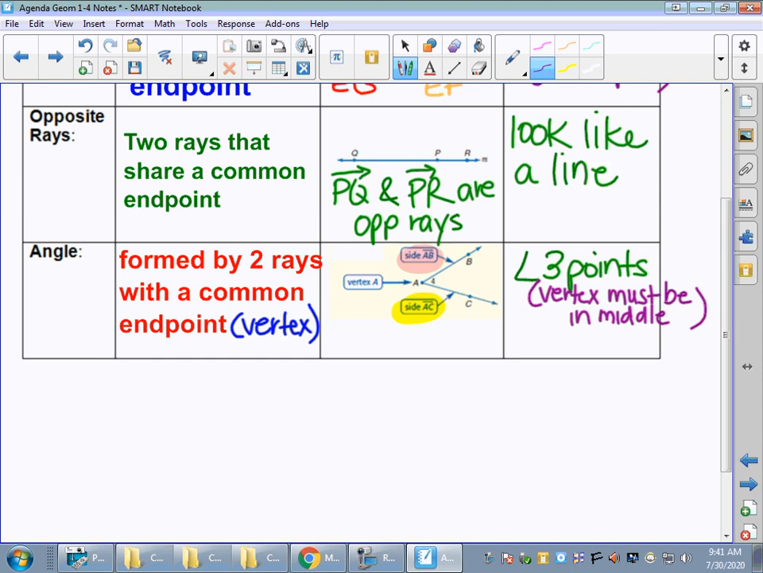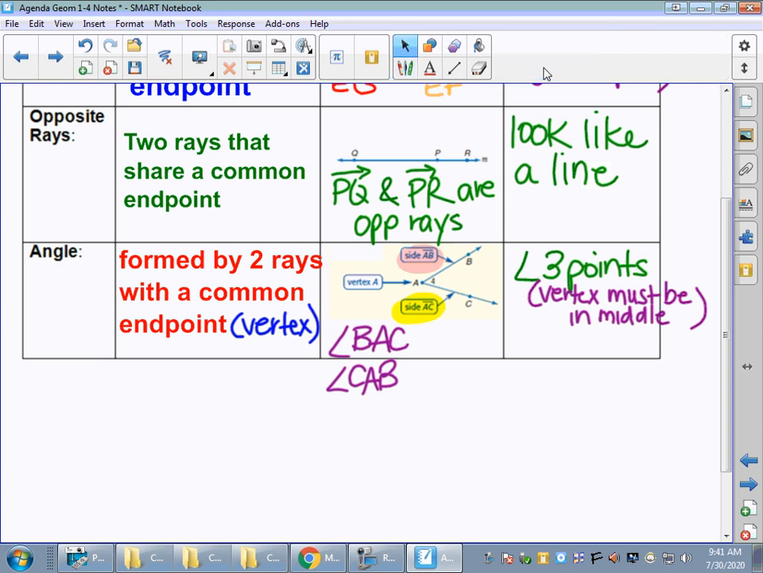So if I wanted to name this angle, I could name it angle BAC. A is the vertex in the middle. Or I could name it angle CAB. Either way, the vertex A is in the middle. If you named it BCA, that would be marked wrong. That's not right. Angle BCA says that C is the vertex. Well, the common endpoint, both of those rays shoot out from point A.